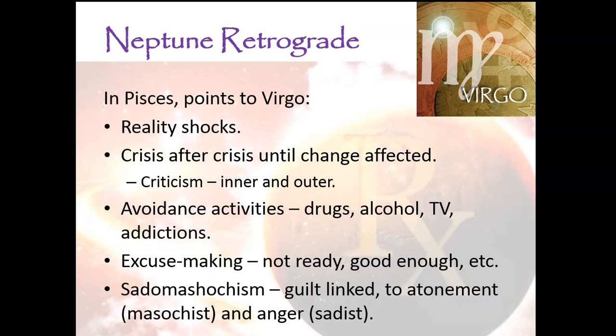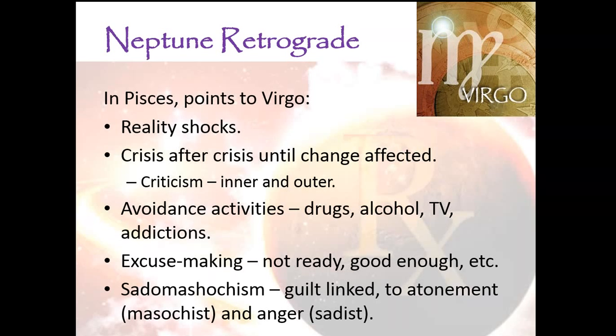So we have to be real careful of avoidance activities and excuse making. That belongs in the Virgo realm, but the Virgo Pisces realm together. I'm not good enough. I'm not ready. I need one more class. I need a little more practice. I need a little more Virgo preparation. So these can be some of the distortions that we'll run into.